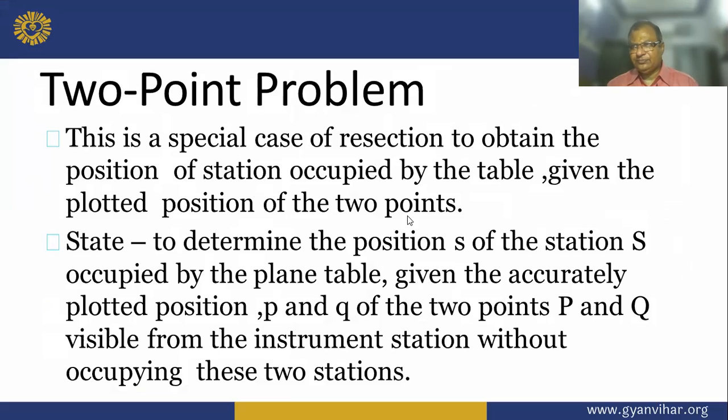Now the 2-point problem. Actually, this is a special case of resection, to obtain the position of the station occupied by the table, given the plotted positions of 2 points. Here we determine the position of the station S occupied by the plane table, given the accurately plotted positions of P and Q, 2 points visible from the instrument station, without occupying these 2 stations.